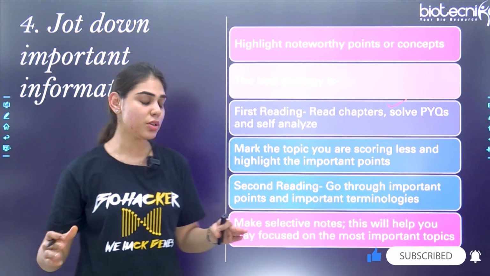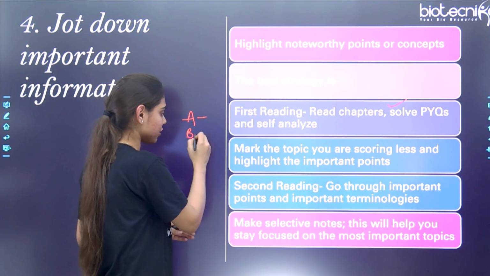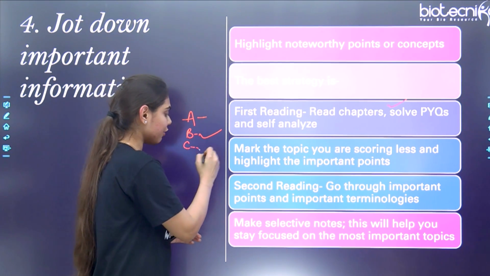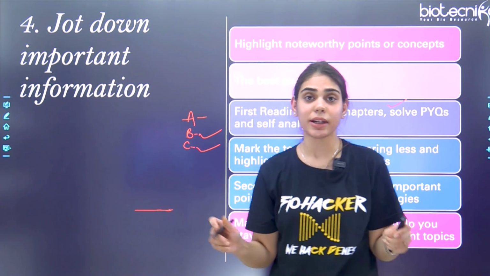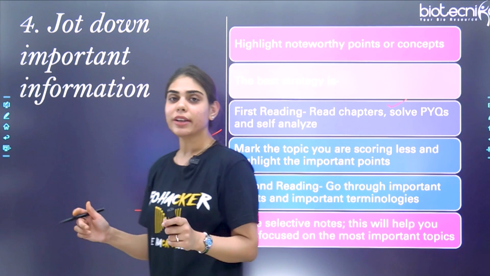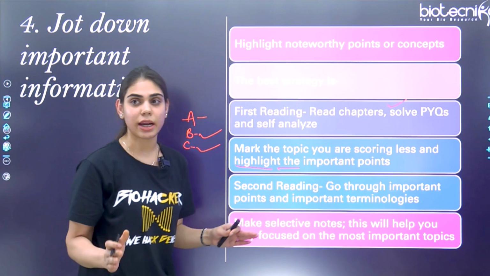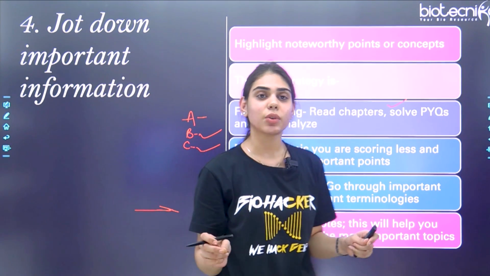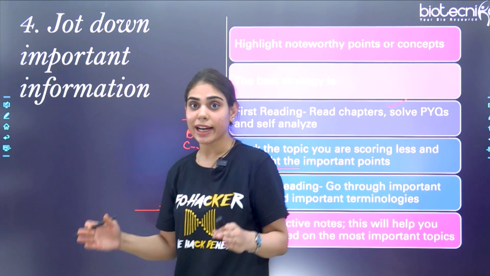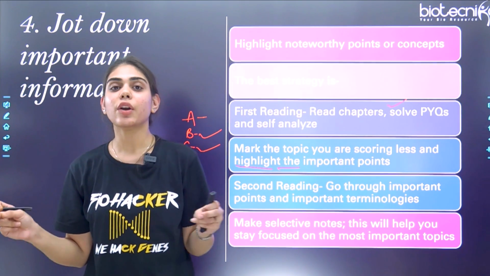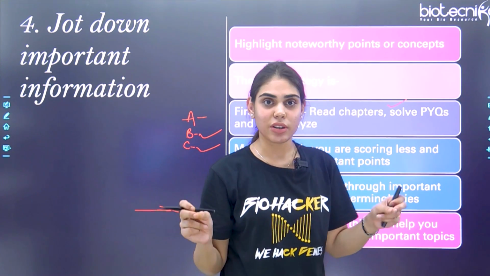So let's suppose you have scored less marks in some part. Part A you have scored less marks, part B you have scored okay marks, and part C you are scoring well, good marks. So what you have to do is just mark topics A and B because you are scoring less here. When you are scoring less, highlight the important points that you missed the first time. Now when you are reading it for the second time, go through the important points that you have highlighted for the exam purpose, and also read those topics in which you were scoring less. So it is a best strategy.